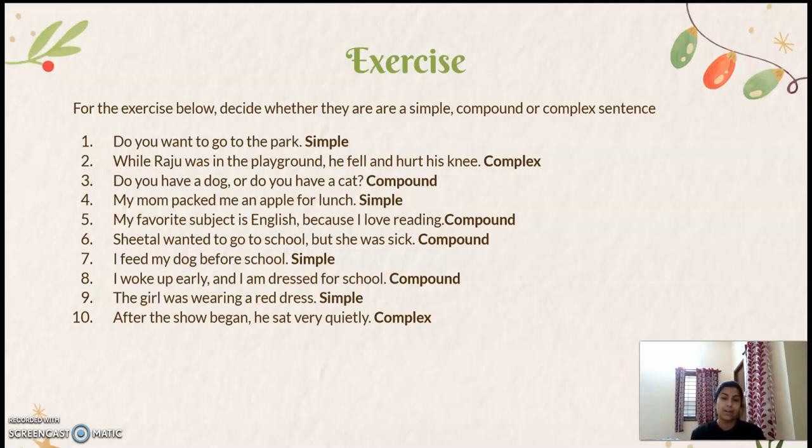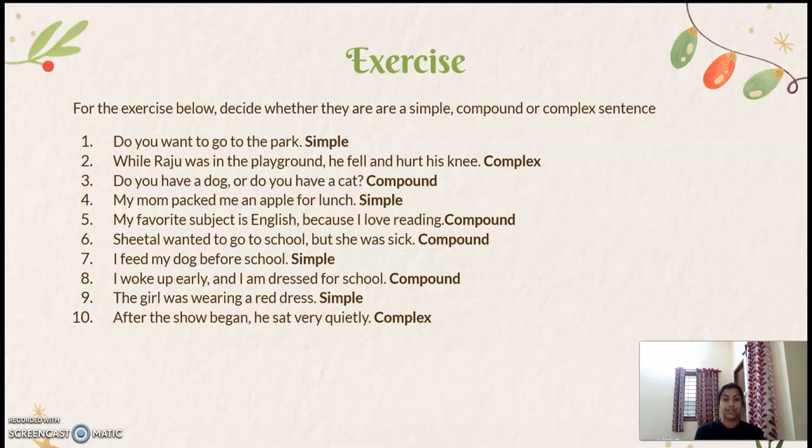Sheetal wanted to go to school, but she was sick. This is another compound sentence. Sheetal wanted to go to school. She was sick. These are two independent clauses or two completely finished different thoughts connected by the conjunction but. I feed my dog before school. It's just one finished thought. So this is a simple sentence. I woke up early and I'm dressed for school. I woke up early. I am dressed for school. These are two fully finished independent thoughts connected by the conjunction and. And so this is a compound sentence.